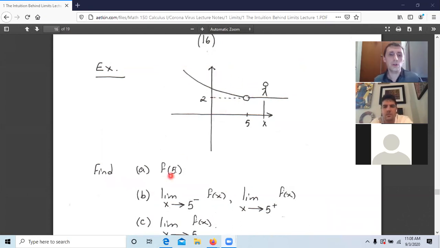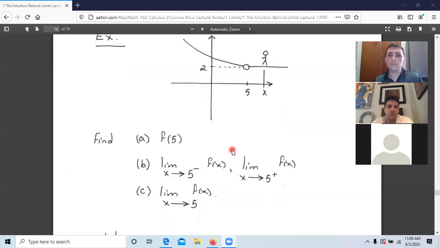So what I want you to know is, tell me what is f of 5 according to this graph, and what are the left and right hand limits, and whether or not the common limit exists. Good. So type in your answers. You can write A, B, C, and the answers.